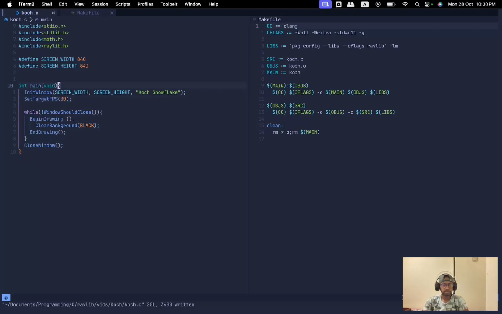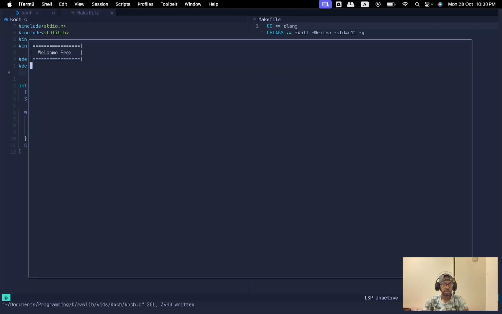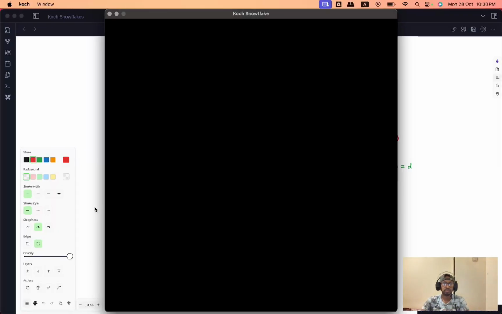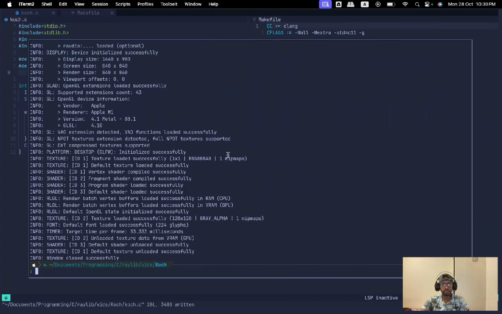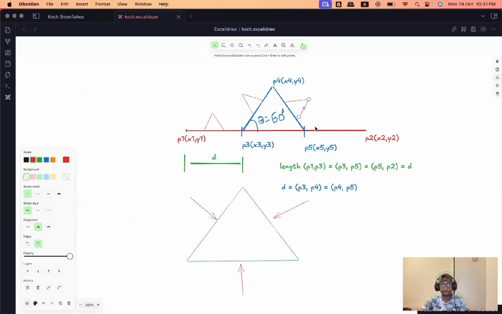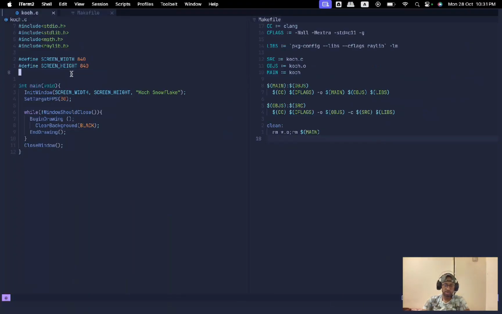Okay. Let's make. Okay, it compiled successfully. Let's run it. Okay, so we have a blank window. Now what we need is to define some sort of segment type, so we need to represent our segment. So let me create a new type here.